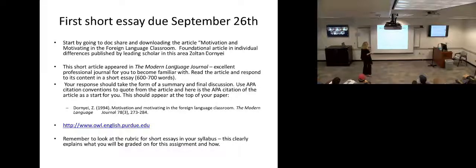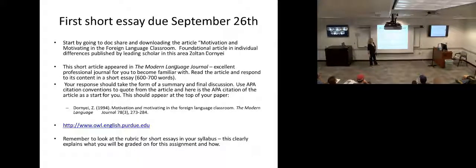Okay, so you're going to read this article that appeared in the Modern Language Journal, which is an excellent professional journal, particularly for those of you that are teaching foreign languages. But it's great. I mean, we all read Modern Language Journal. So you're going to respond to its content in a short essay, 600 to 700 words long, and your response should take the form of a summary and a final discussion.